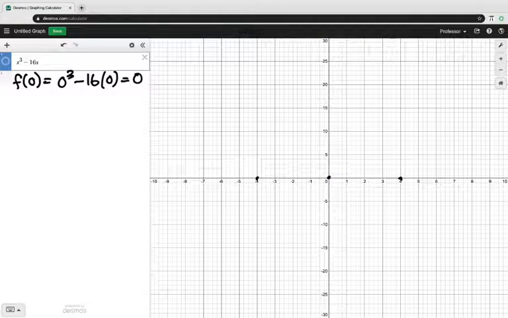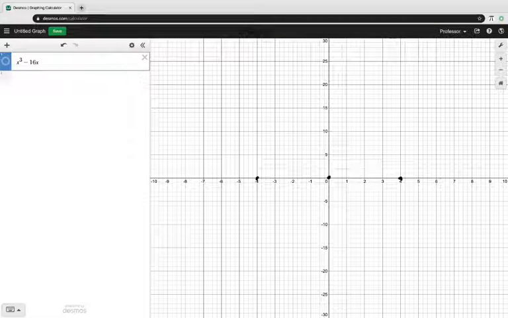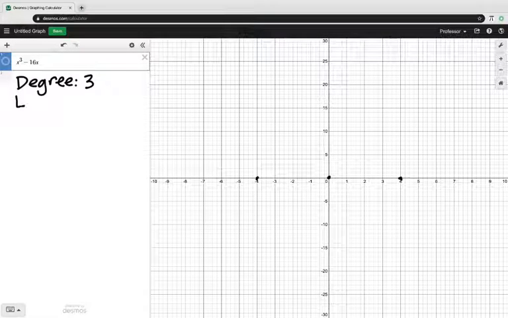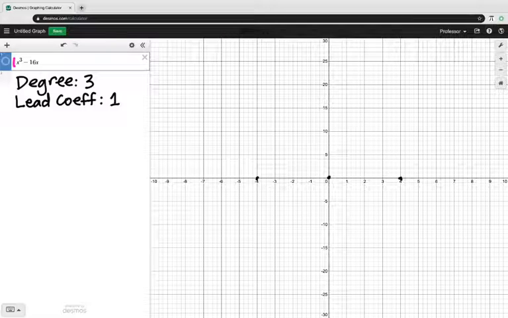All right, so the next thing I need is the end behavior. So for end behavior, I need to know the degree. The degree is the highest exponent, and I have my highest exponent right there, x cubed. So my degree is equal to 3. And I need to know what my leading coefficient is. My leading coefficient is just this understood 1 hanging out before the highest power of x. So my leading coefficient is 1. And most importantly, that means odd degree, positive leading coefficient.